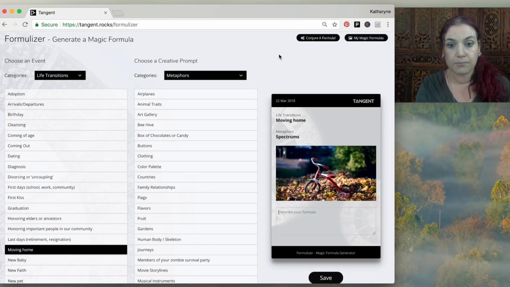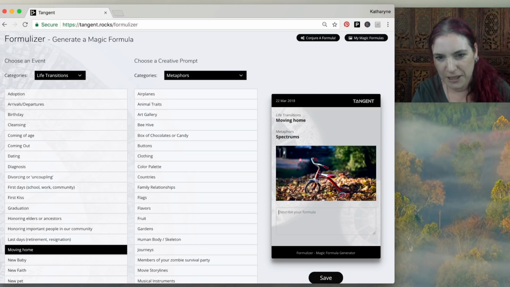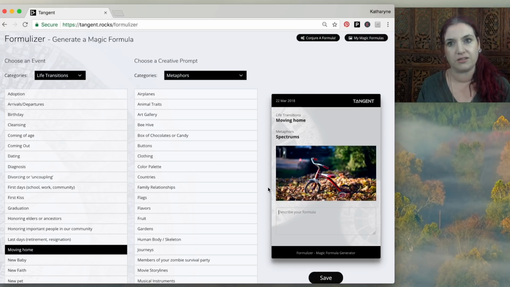Let's go again. Moving home and spectrums. That's an interesting one. I like the little picture of a tricycle as well. Have you got any ideas? What do you think you could do with moving home and the concept of spectrums? When I think about spectrums, I think of rainbows, I think of colours.